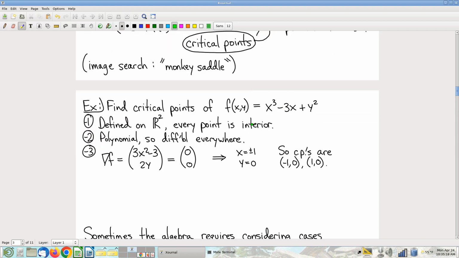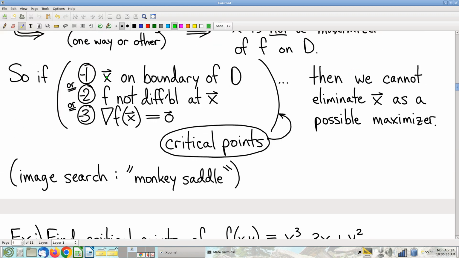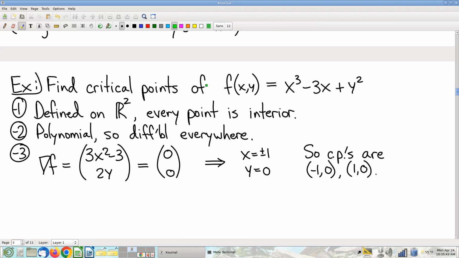Okay, so here's an example. We've got a function here and we're going to find all the critical points. Recall that there are 3 things to check. We need to check points that are on the boundary. Let me go back to the list. Got to find points that are on the boundary, points where the function fails to be differentiable, and then I got to take the gradient and set it equal to 0. So, nothing to it.